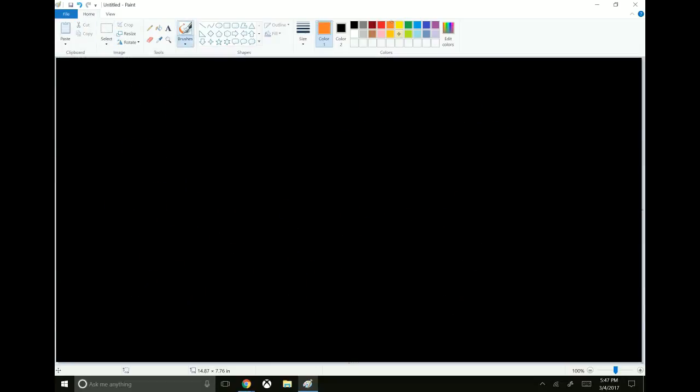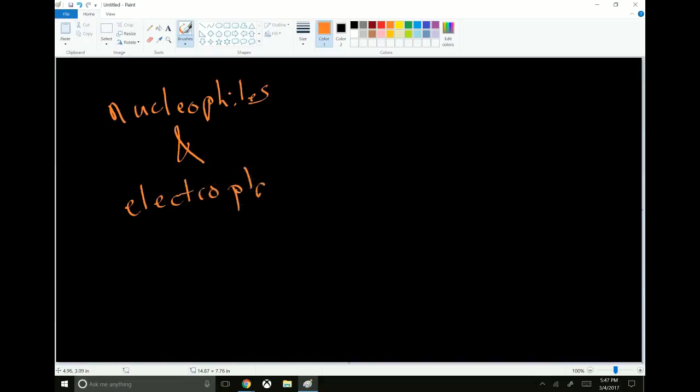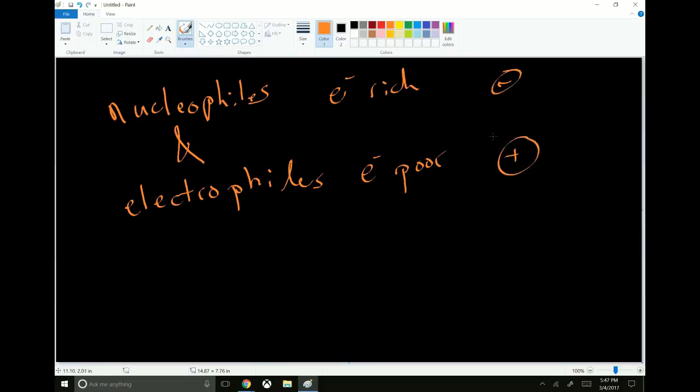In organic chemistry, they often talk about nucleophiles and electrophiles. A nucleophile is something that is rich in electrons, and an electrophile is something that is electron poor. In other words, negative charge or negative partial charge versus positive partial charge or positive charge.